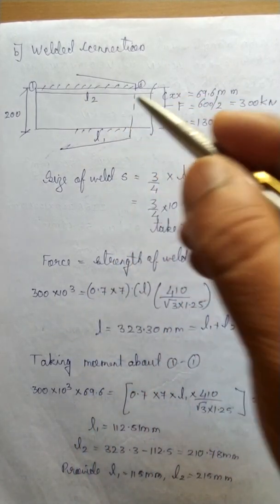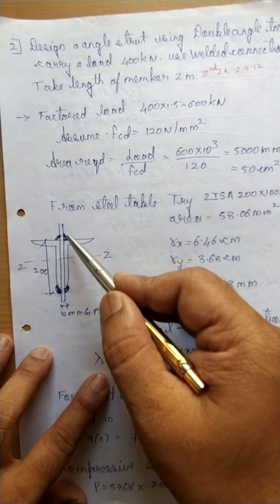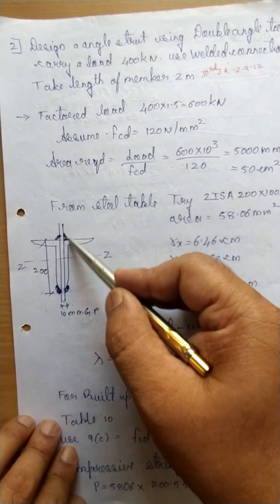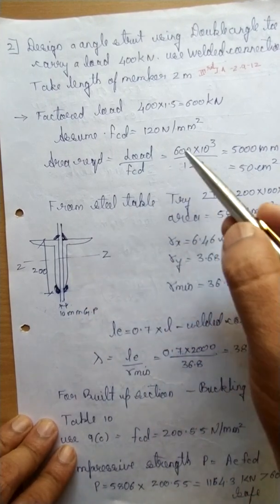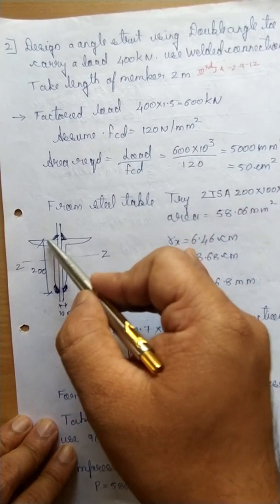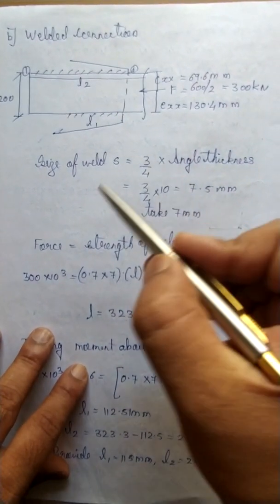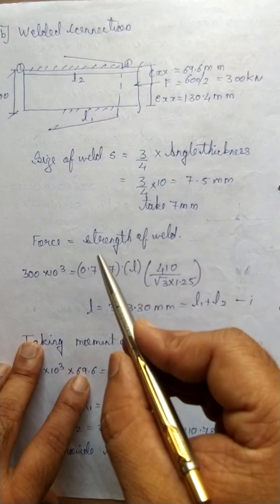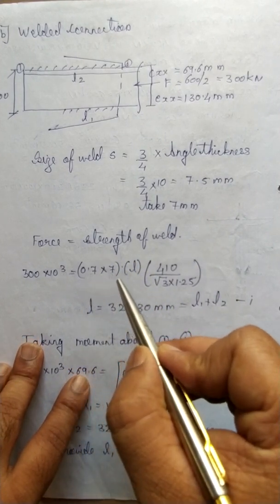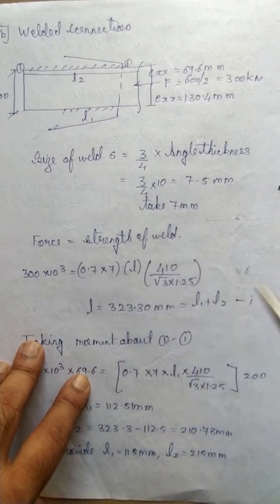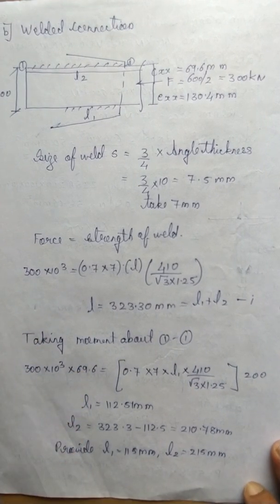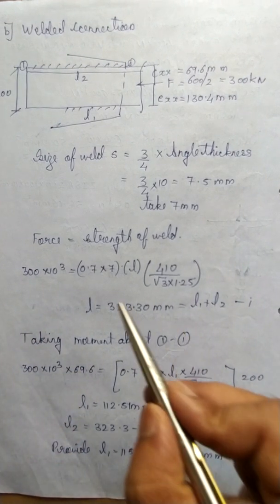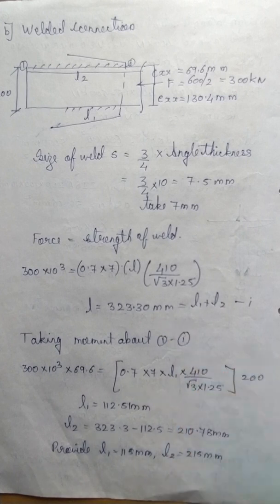This is for single angle. So on the other side you can see there are two angles provided. So we are calculating it for a single section. So this load gets divided, 300 here and 300 here. Let us design for single section. So for single section the load is working out to be 300 into 10 raised to 3, and this is nothing but 0.7 of S into L into Fe divided by root 3 gamma mw. So, substituting we get the total length of the weld as 323.30 mm.